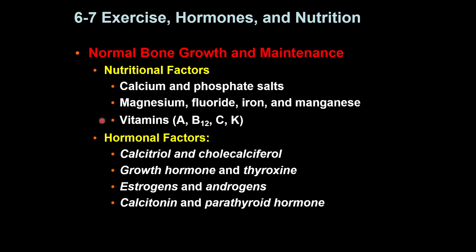There are also hormonal factors. So one is calcitriol and cholecalciferol. This is something that you should remember from chapter 5. Especially the calcitriol is the end product of vitamin D that has been converted from cholecalciferol. So cholecalciferol goes to the liver and changes to an intermediate metabolite, and then it goes to the kidney, and that makes calcitriol. And that is important for absorption of calcium and phosphate from the intestine, and also reabsorption of calcium from the kidney.